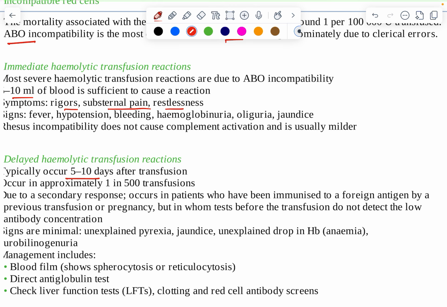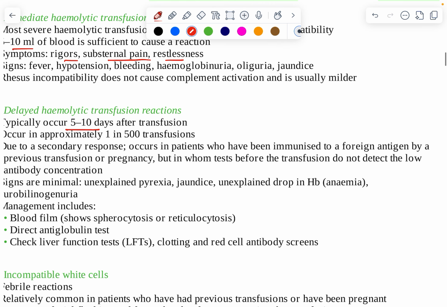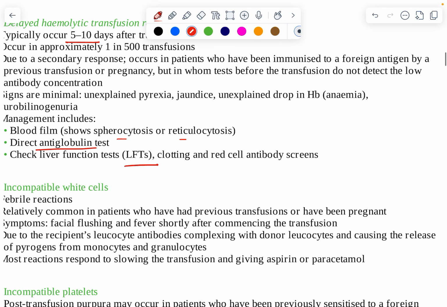Delayed reaction may occur within 5 to 7 days after the transfusion. It occurs in approximately 1 in 5,000 transfusions, due to a secondary response in those who have been immunized to the foreign antigen by a previous reaction, but pre-transfusion tests do not detect any antigen. The signs are minimal: unexplained pyrexia, fever, and hemoglobinuria. Management includes checking for spherocytosis and a regular direct antiglobulin test. Direct Coombs test is performed. Check the liver function test.